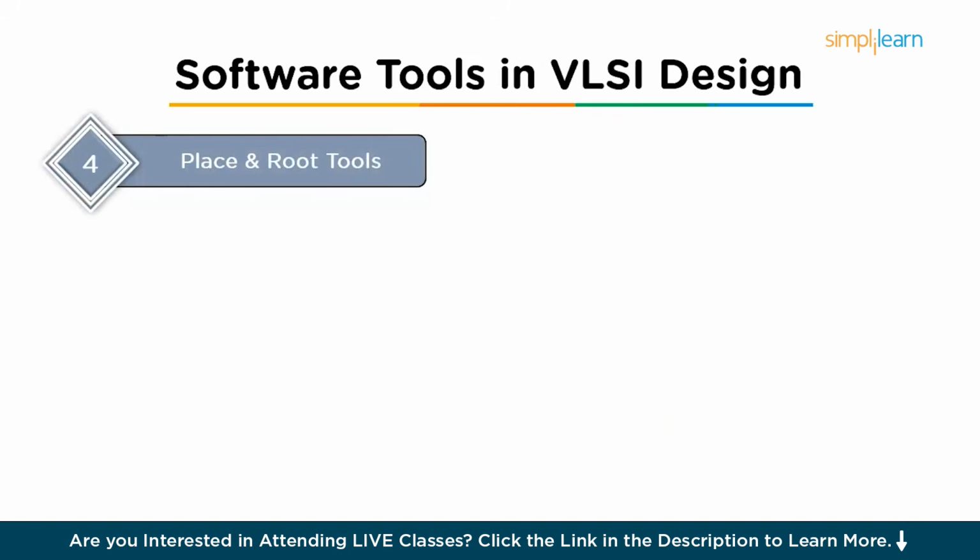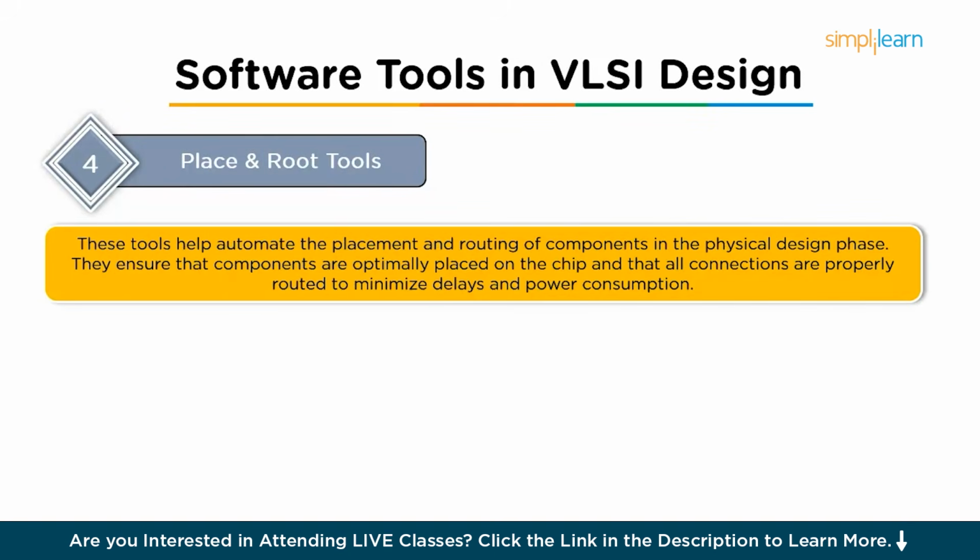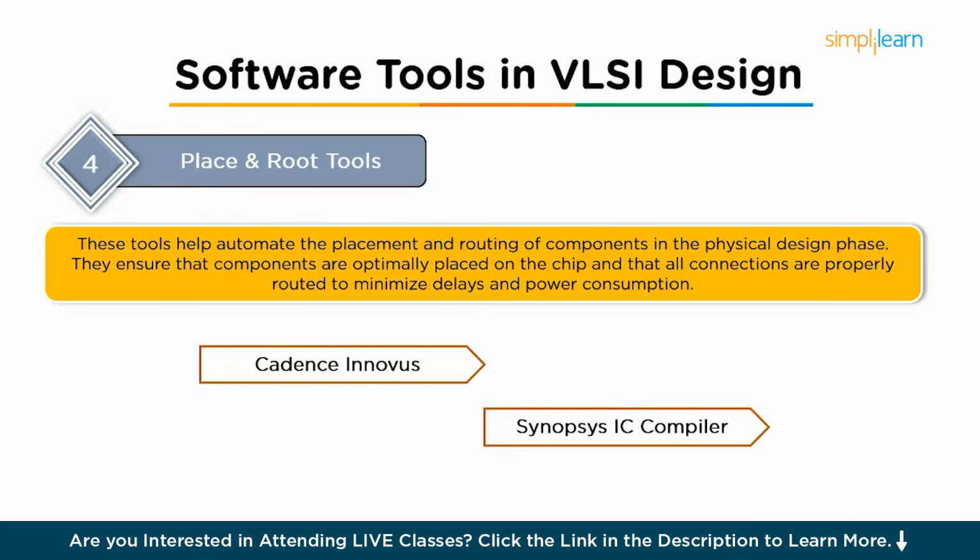Then comes place and route tools. These tools help automate the placement and routing of components in the physical design phase. They ensure that components are optimally placed on the chip and that all connections are properly routed to minimize delays and power consumption. Examples are Cadence Innovus and Synopsys IC Compiler.